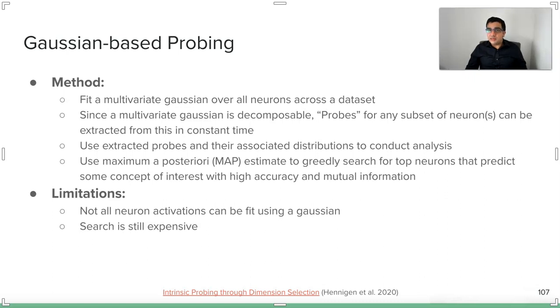Armed with this assumption, the proposed method first fits a multivariate Gaussian using all neurons in a dataset. Next, individual probes for any single neuron or groups of neurons are extracted from the multivariate Gaussian, and these probes are then analyzed to extract interesting concepts. One thing to keep in mind is that the assumption of a Gaussian prior does not always hold for all neurons, and hence some neurons cannot be analyzed using this method. Secondly, groups of neurons still need to be analyzed in a greedy fashion, which makes the search for interpretable neurons and concepts quite expensive.